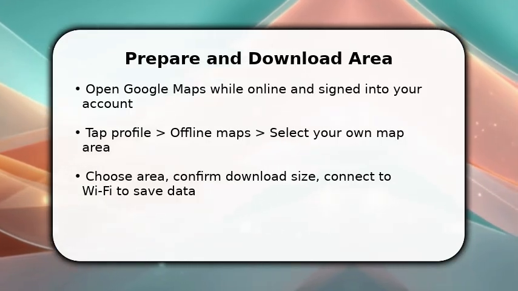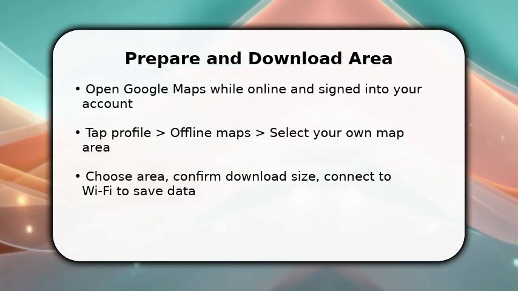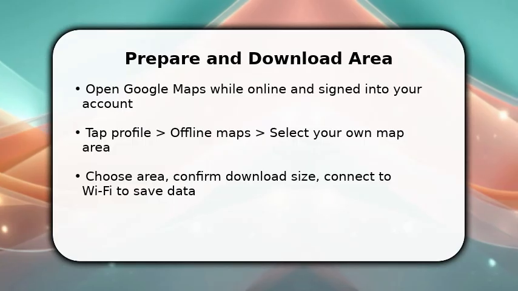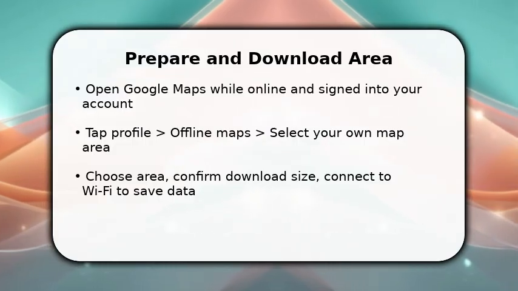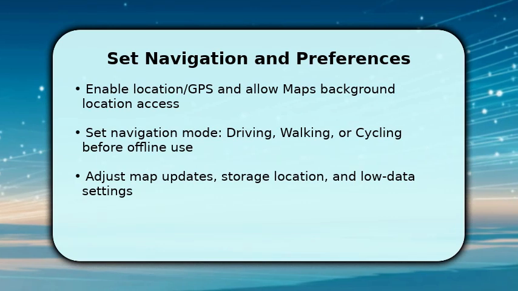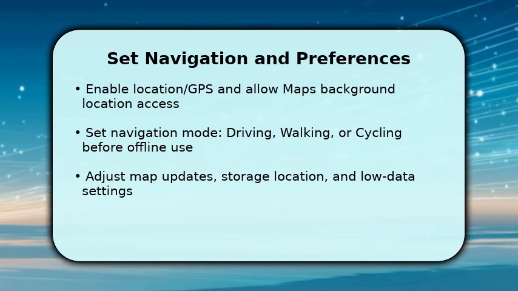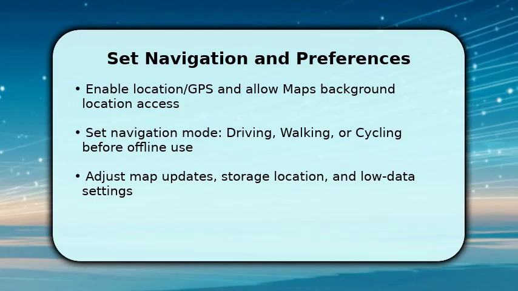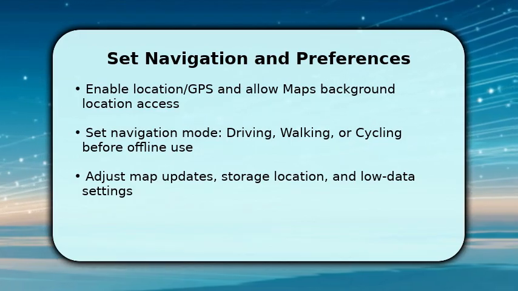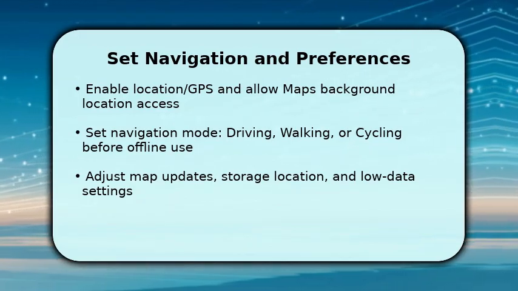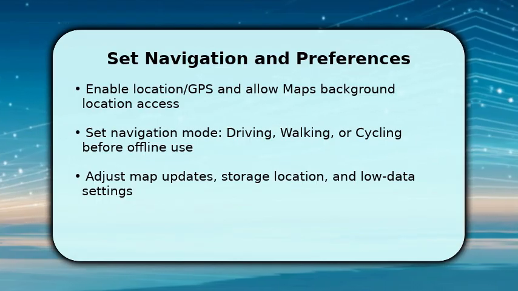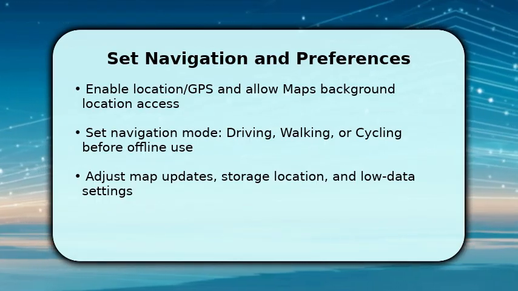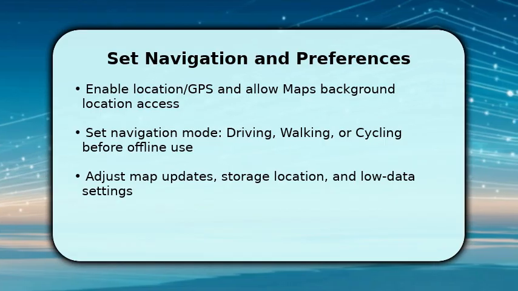You're doing this because offline tiles include roads, addresses, and turn instructions, so the app can navigate without a cellular signal. Once the map is saved, enable your device GPS and grant maps permission to access location in the background, otherwise routing won't update.